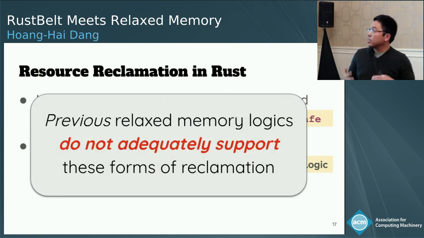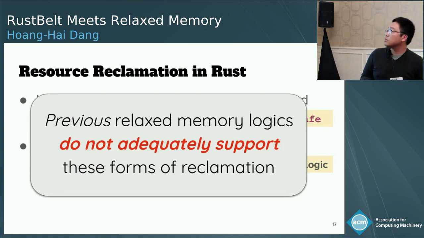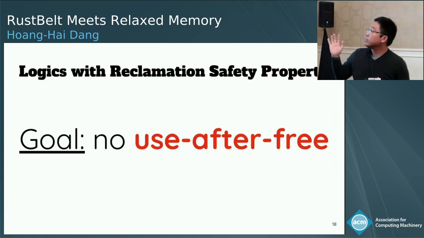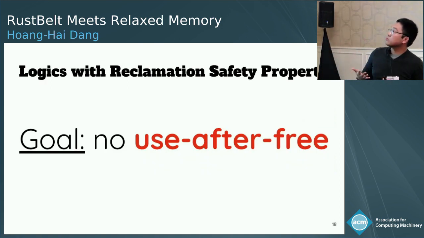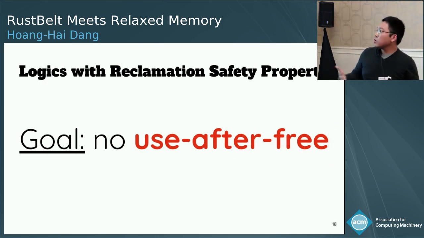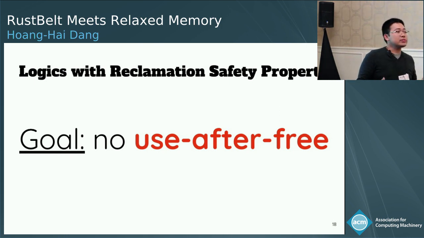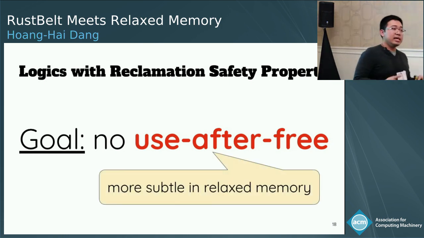Unfortunately, in previous relaxed memory logics, we do not have adequate support to deal with this form of reclamation that Rust actually needs. And so this is one of our main challenges. In dealing with reclamation, we have to maintain this property that I believe most of you would know, which is no use after free. Meaning that once you reclaim the resources, nobody should be able to use those resources. And the problem is that it's more subtle to maintain this property in relaxed memory.